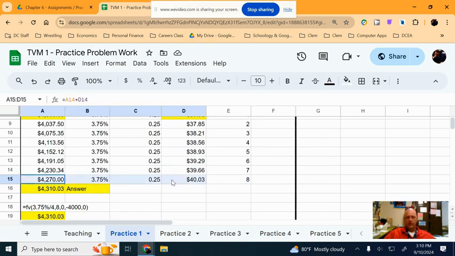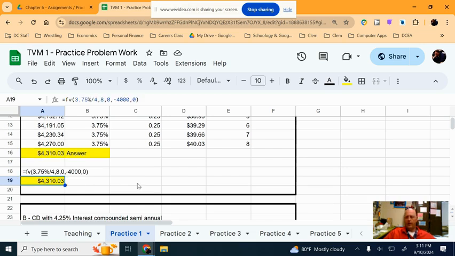Now, this 8th calculation, the key is we need to bring our math down one more time because we have $4,270. We earned another $40.03. $4,310.03 is going to be our final answer. Again, principal times rate times time. This is the long way of doing it.